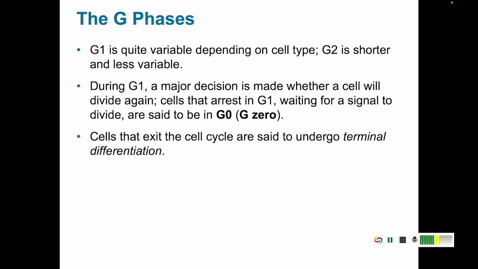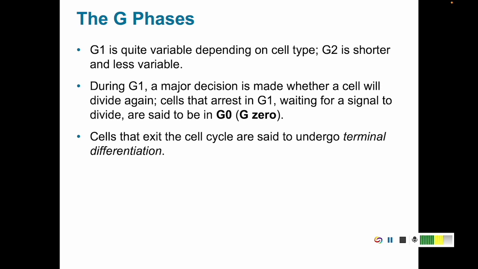G1 is going to be very variable in how long it lasts, depending on different cell types. G2 tends to be a lot shorter and less variable. Part of that is because during G1, a cell has to decide if it's going to divide again. So sometimes cells spend some time in G1 waiting for a signal, or just opting out of the cell cycle altogether. Cells that arrest in G1, cells that are waiting for a growth signal that aren't dividing actively, are in G0. A cell can go from G0 back into G1 once that growth signal comes and start dividing.